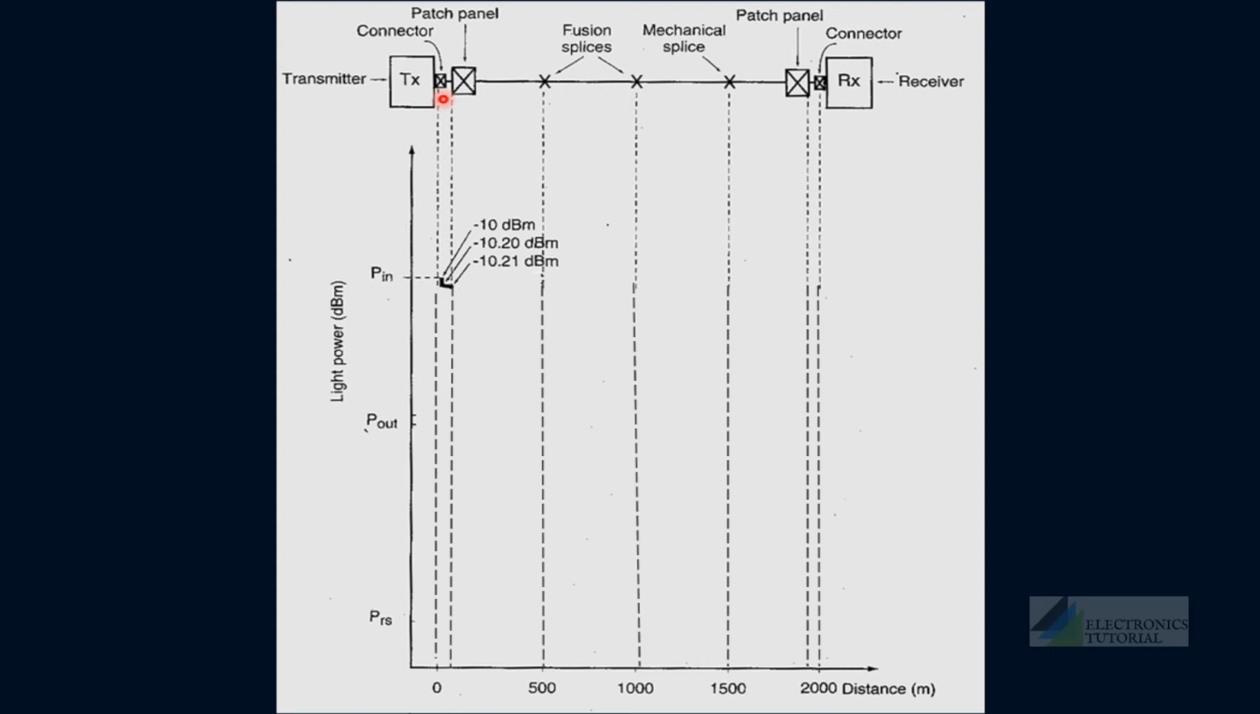Let's start the calculation from the first component, a connector. Usually, when we purchase a connector, the attenuation rate should be considered. Here we have chosen a connector with 0.2 decibels of attenuation. We started with the initial power -10 dBm, and after covering this connector section, it will be reduced to -10.2 dBm. So here is the first decline in the curve.